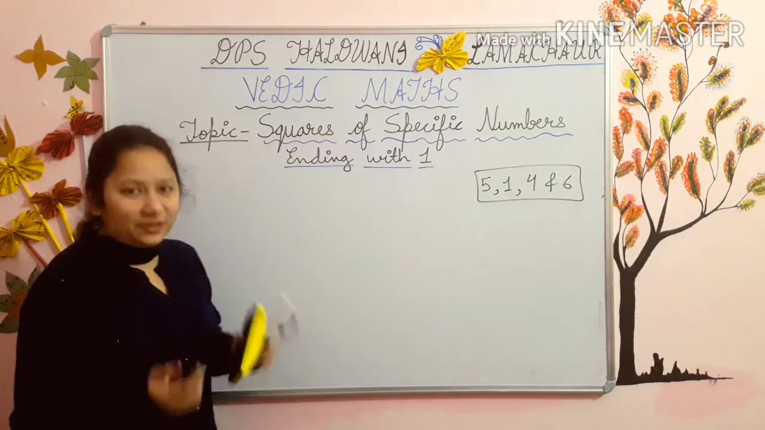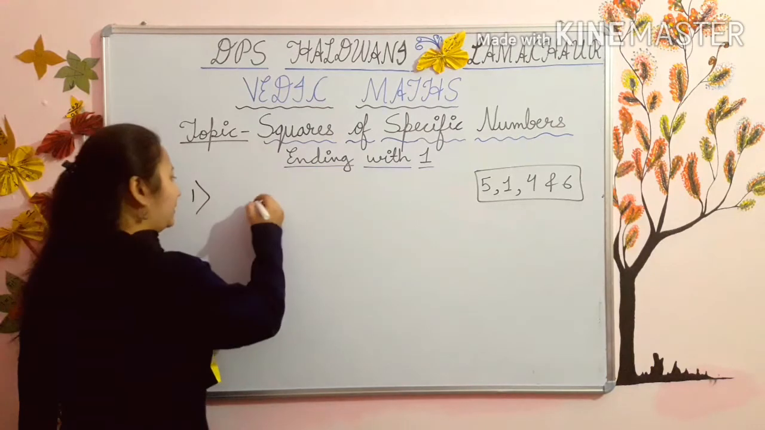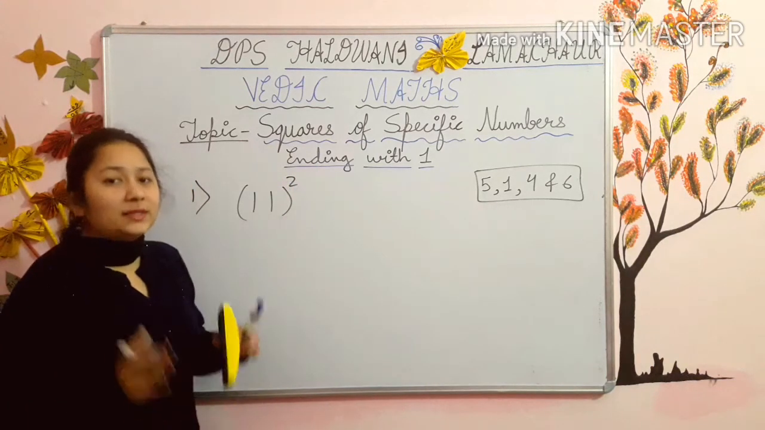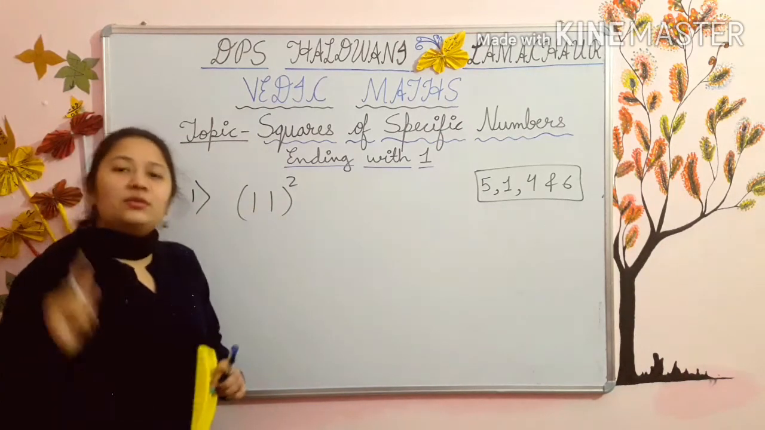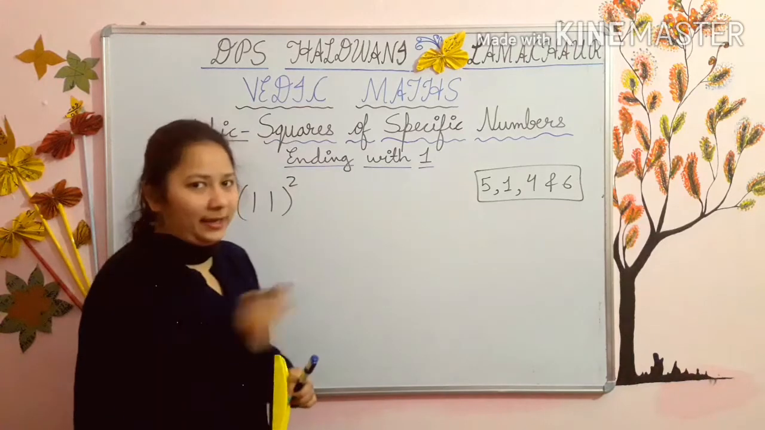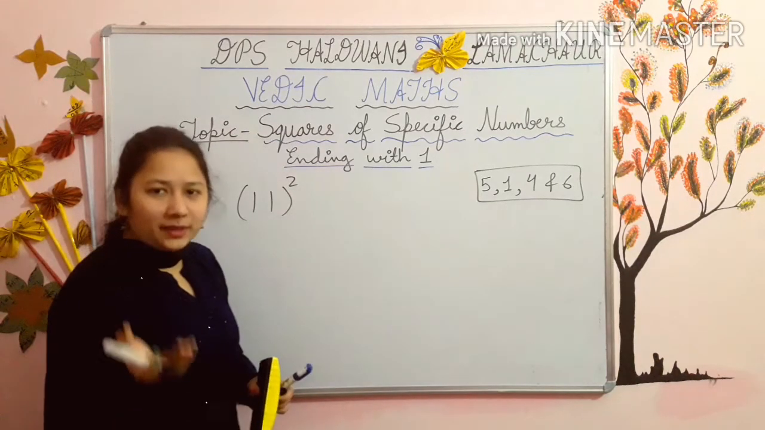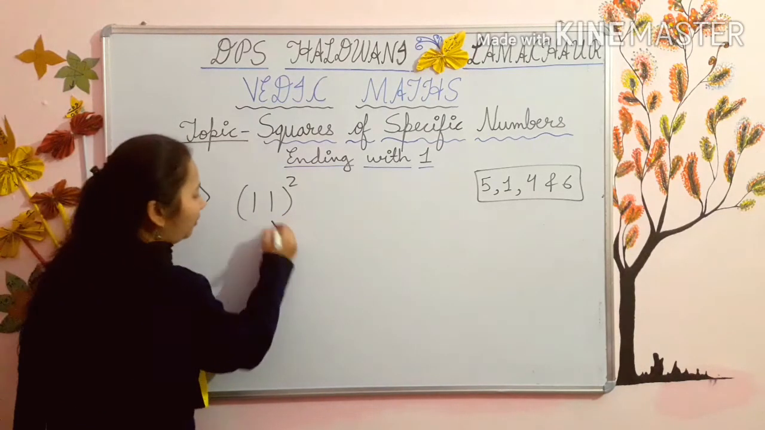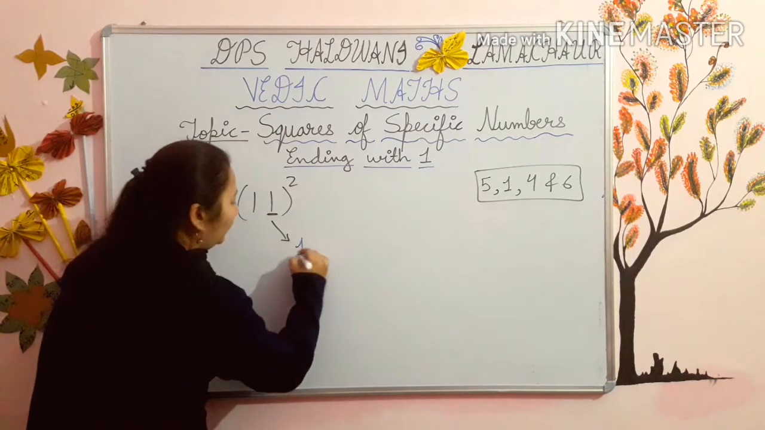We will apply our trick with the first sum. Our first sum is the square of 11. As you can see, students, our number is ending with 1. So, we can apply our trick here. Now, what is that trick? First of all, as we have done in 5, we have to do here also. The square of the end number. It's 1.